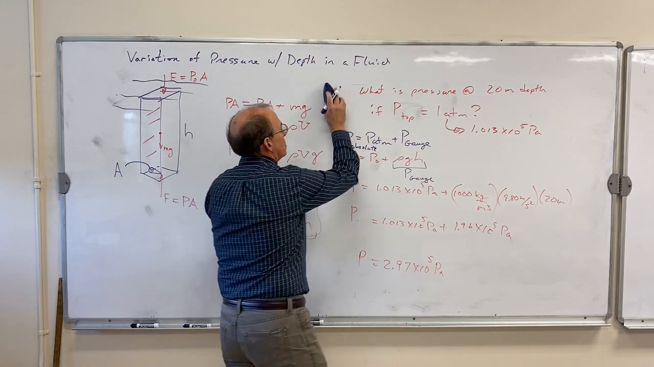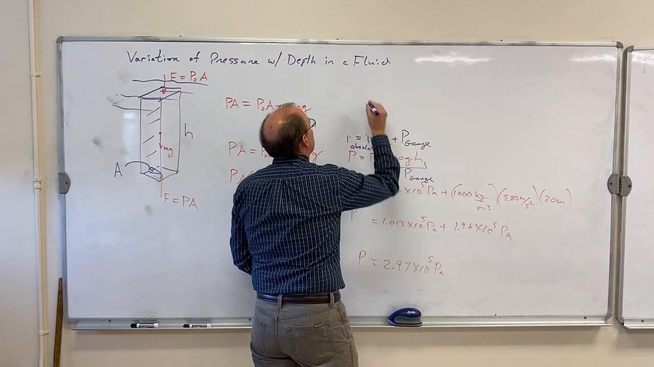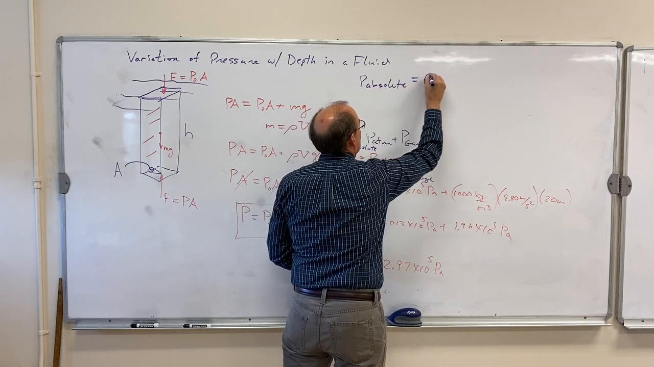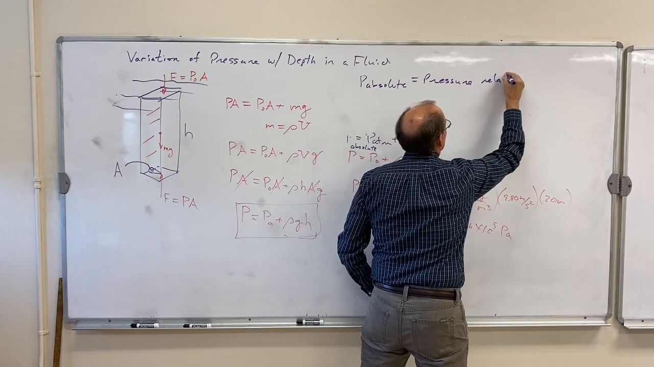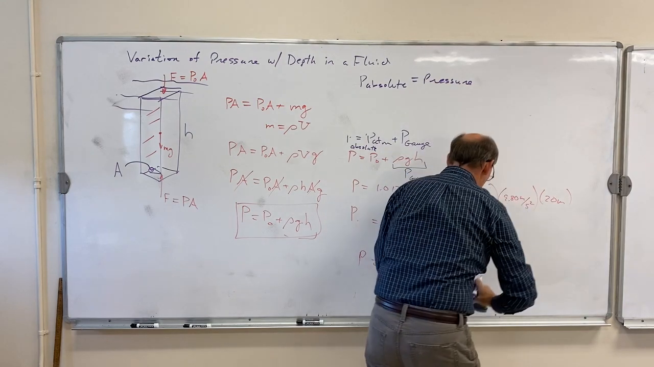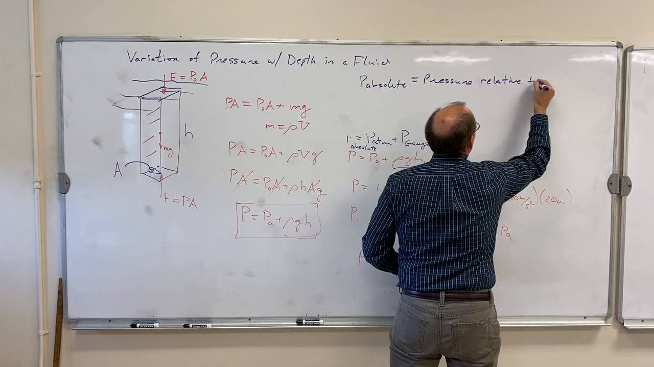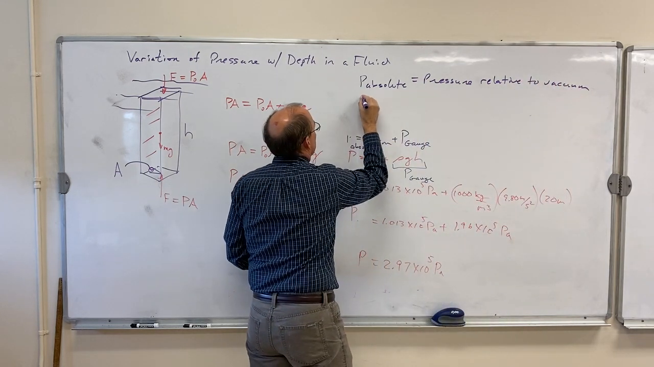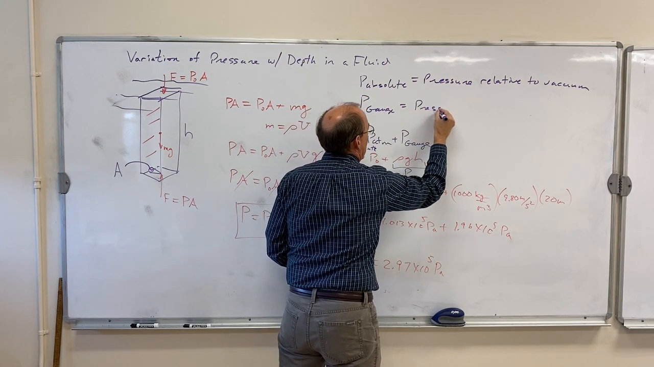So just to get this in your notes, to make sure we understand this, P absolute pressure is pressure relative to vacuum. That was supposed to be the word relative. Couldn't possibly read that. Whereas P gauge pressure is pressure relative to atmosphere.